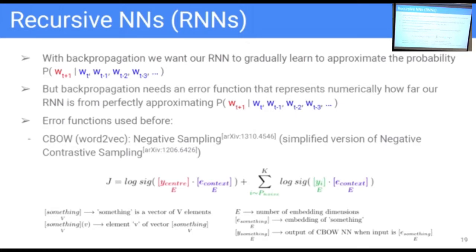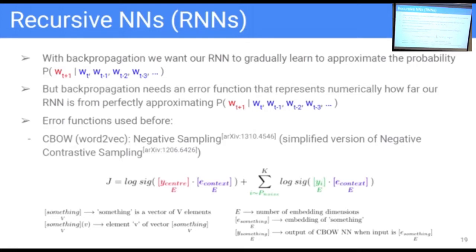Okay, and now, what is the loss function that we have to use here? So again, here I will introduce another small innovation that was used in the recursive neural networks.